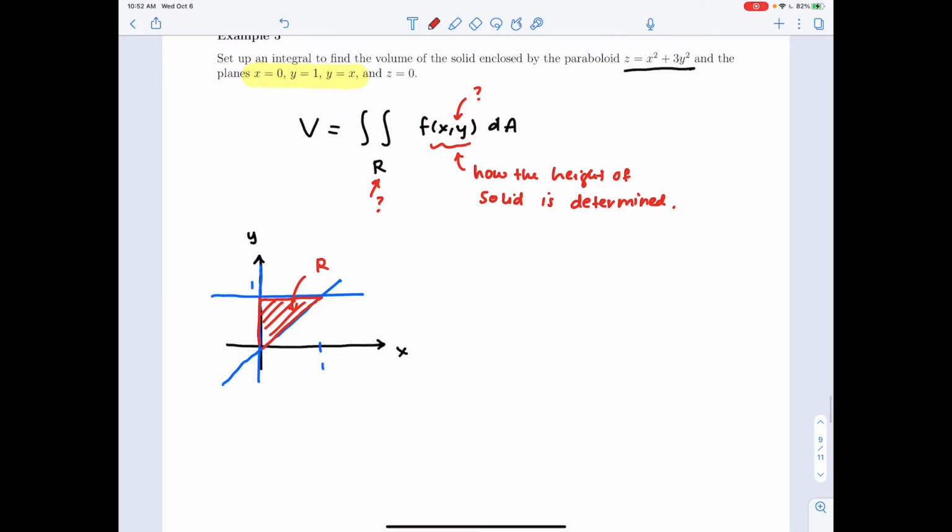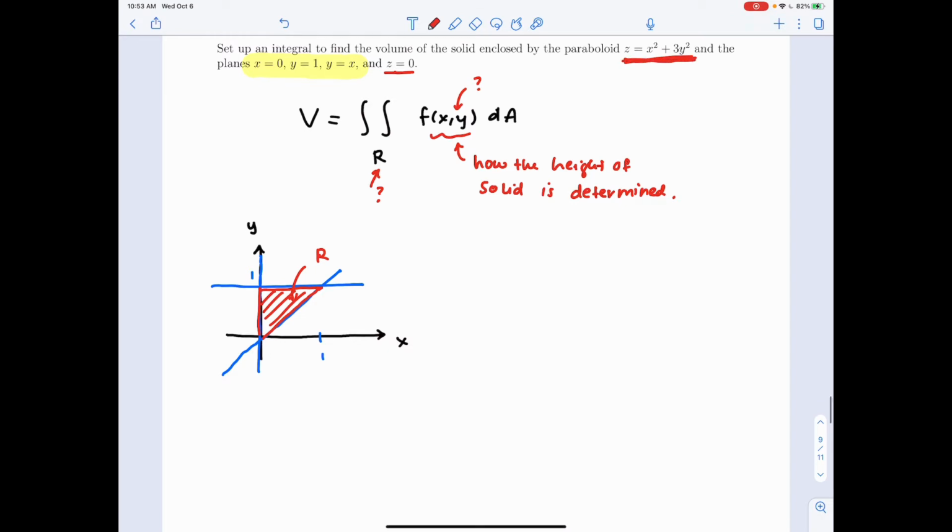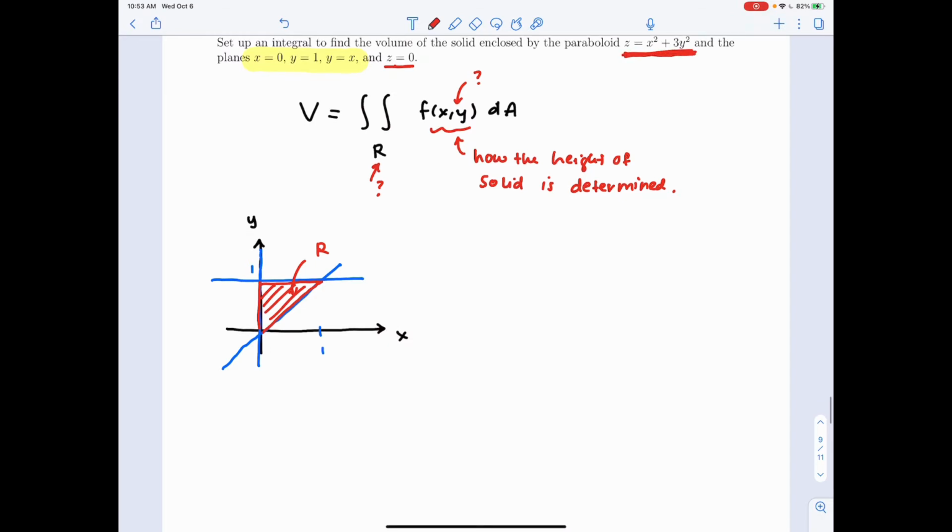Now, the rest of what's going on with my solid is determined by the space that is trapped between the plane z equals 0, which is just the xy plane, and the paraboloid that's sitting over it. So basically I'm going to try to draw this solid by first stretching my region of integration into a cylinder and then cutting it off according to how the top or the height of my solid is supposed to be determined. So we can draw this 3D.